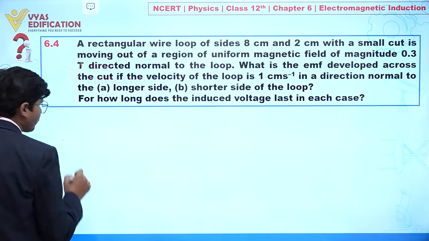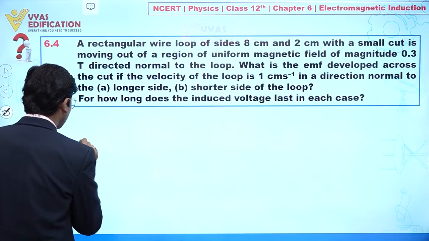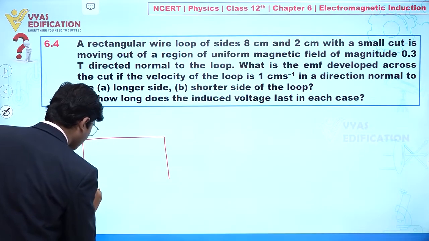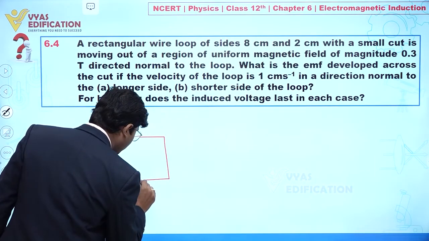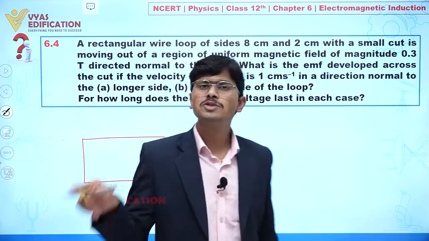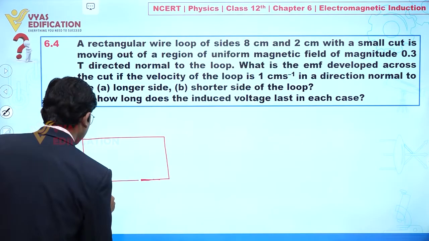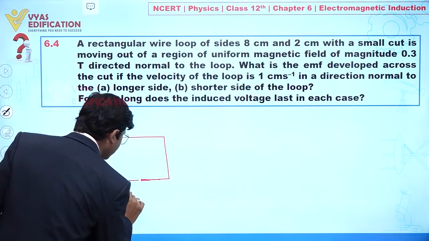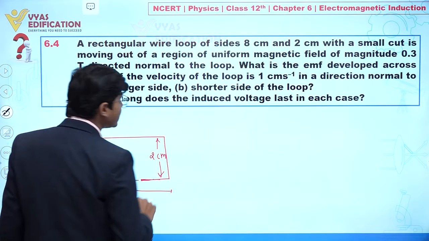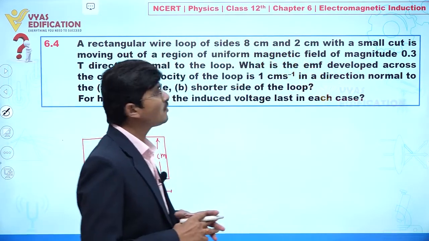Let's suppose I am drawing a rectangular wire here, and here we have a small cut. Small cut means this loop is not a closed loop, this one is open. In this question, the rectangular loop has sides 8 cm, and this one is 2 cm, with a small cut, and it is moving out of a region of uniform magnetic field.